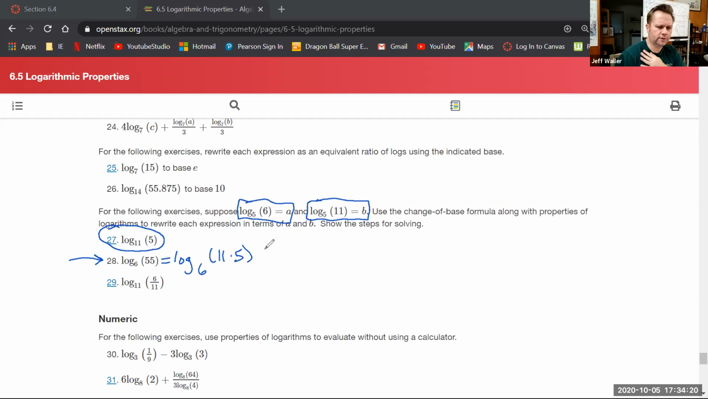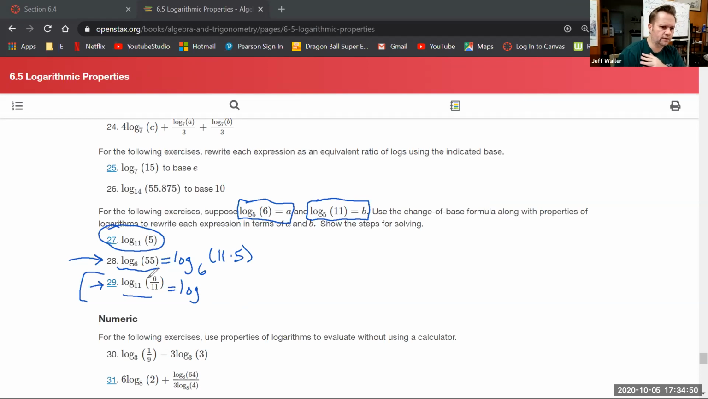Let me think if there's another way to do this. This one's weird. I don't know if they meant it to be like this, and I just got to think about it now. Let's look at this one real quick, because I think this one's going to work a little more directly, and then I got to think about 28. And then the actual problem you have to do is 27, which is actually easier than these two.